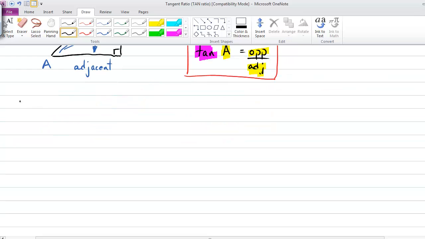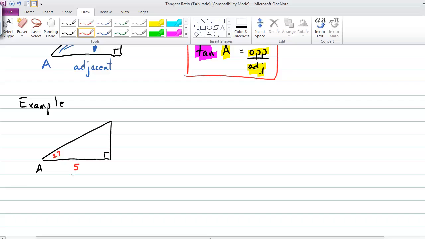So let's do example number 1. You are given this triangle. So here's our triangle, and we have angle A, and here's the given information. Angle A is 27 degrees. The side adjacent to angle A is 5 units, and we want to know the side opposite.